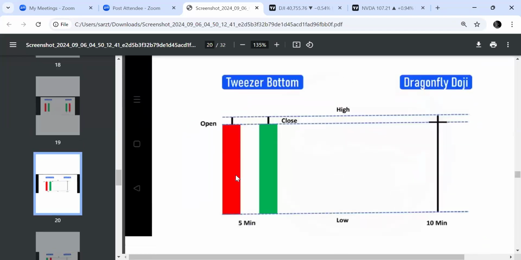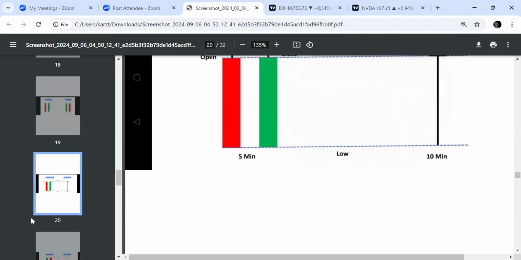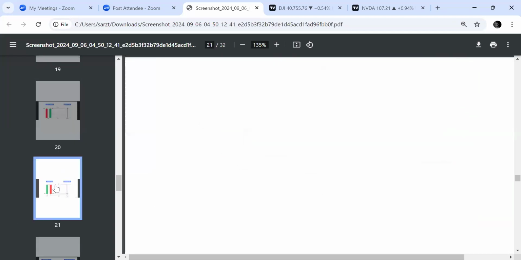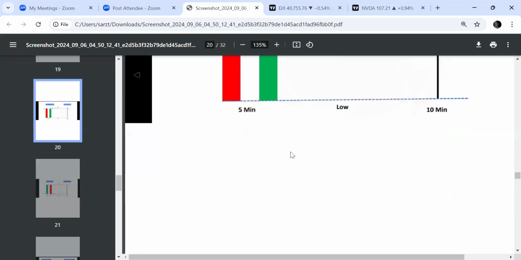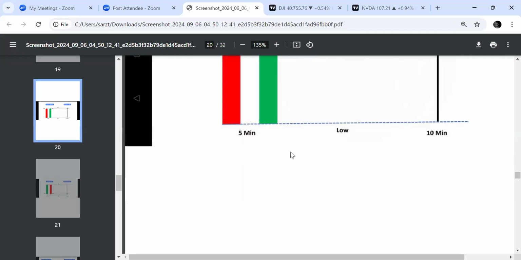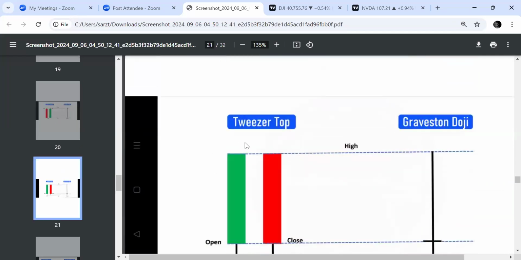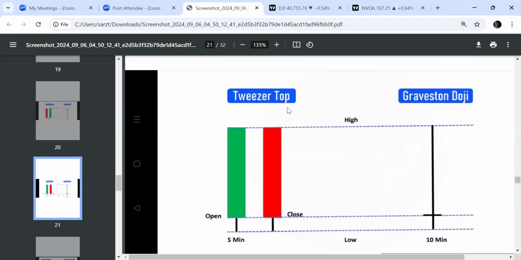And again, if you look at the tweezer bottom on the 5-minute time frame, in the 10-minute time frame a dragonfly doji will form. Dragonfly doji again indicates bullishness because the wick is long on the bottom and short on the top. And doji candles are like question mark candles. We don't know what will happen next. And in the tweezer top, for example, if it appears on the 5-minute time frame, then in the 10-minute time frame we will see the gravestone doji.